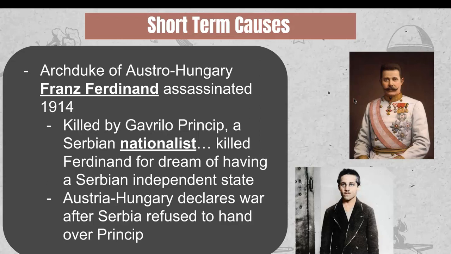Franz Ferdinand is killed by Gavrilo Princip. He is a Serbian nationalist. He kills Ferdinand for the dream of wanting to have a Serbian independent state. This is rooted in nationalism because they overall want a government, a nation that is only for the ethnicity of Serbians. Austria-Hungary is going to declare war against Serbia after Serbia refuses to hand over Princip to Austria-Hungary for punishment for his crime of killing the Archduke Franz Ferdinand.